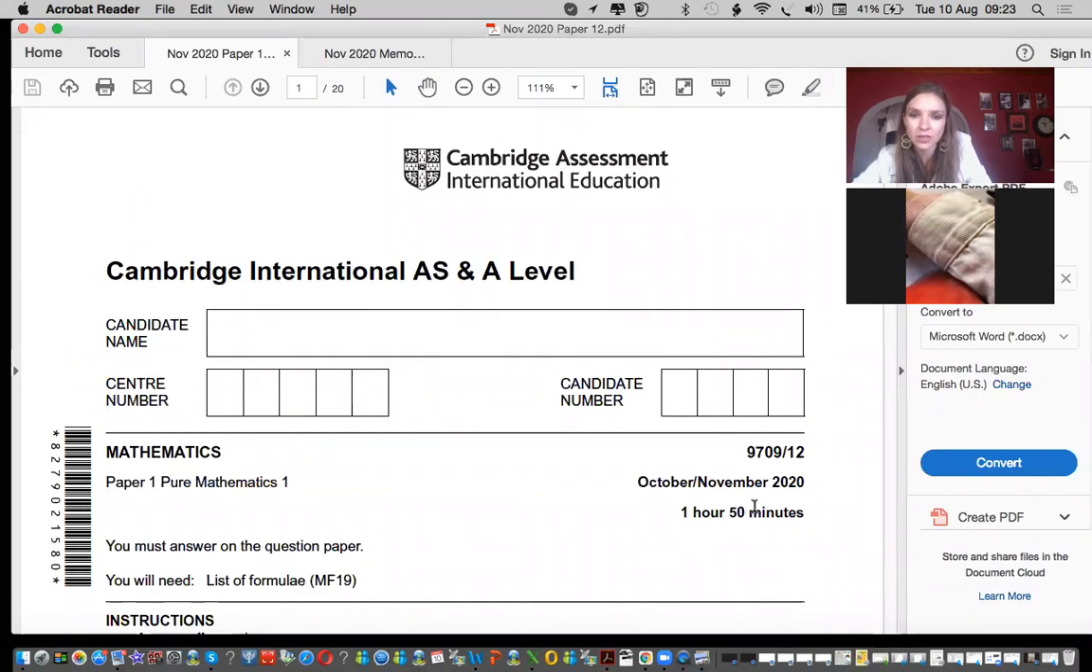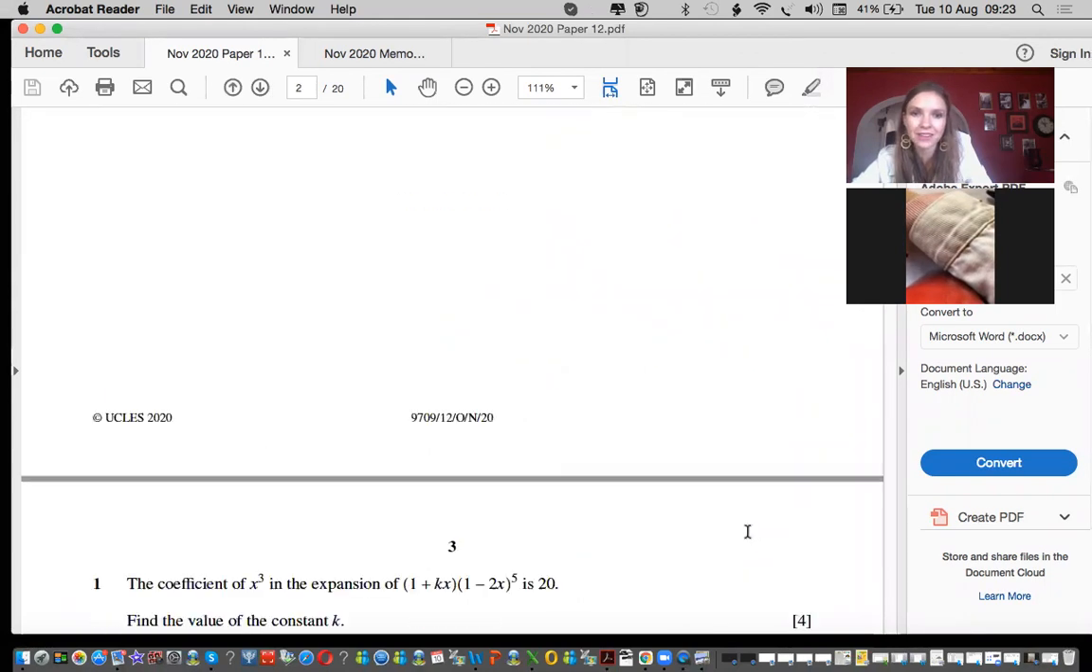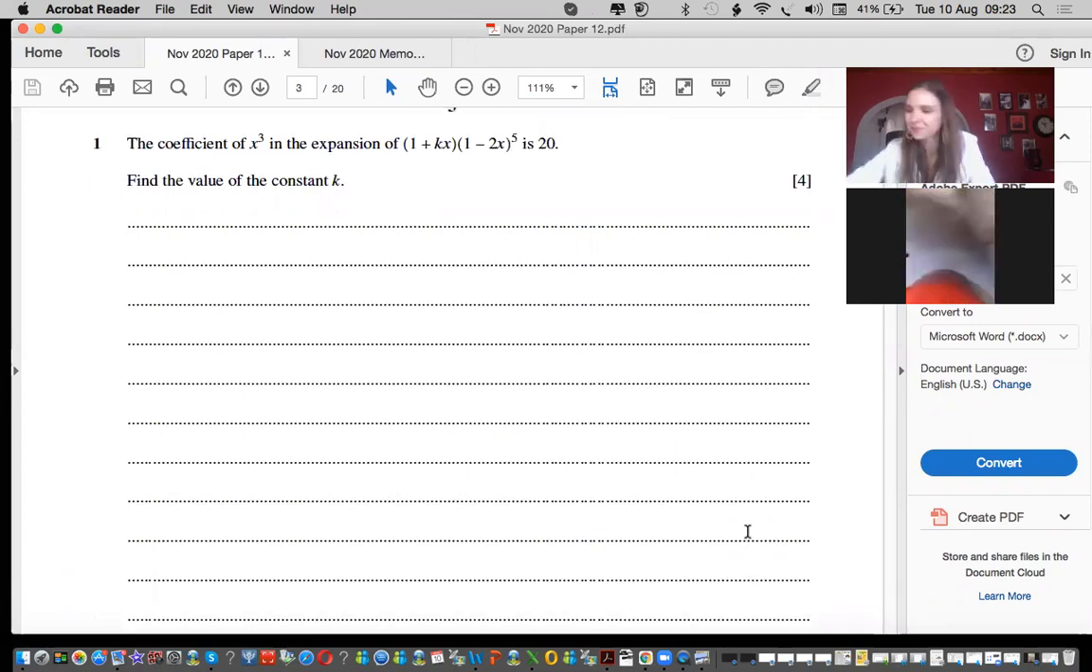October-November 2020, paper 12. Okay, an hour 15 minutes, that's your allocated time. We might do it in less than that unless I get sidetracked. Let's start. Question 1. The coefficient of x cubed in this expansion is 20. Find the value of k.